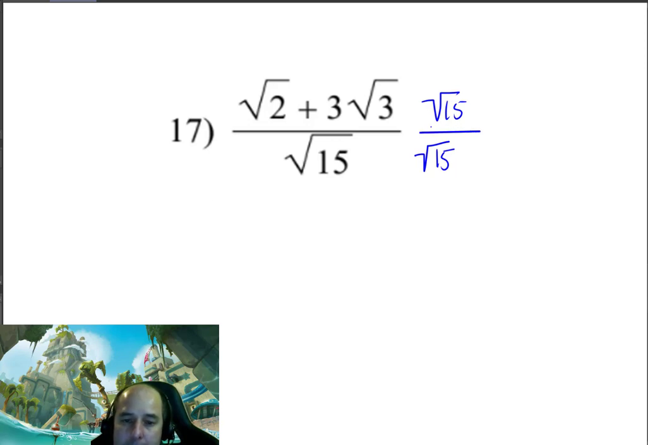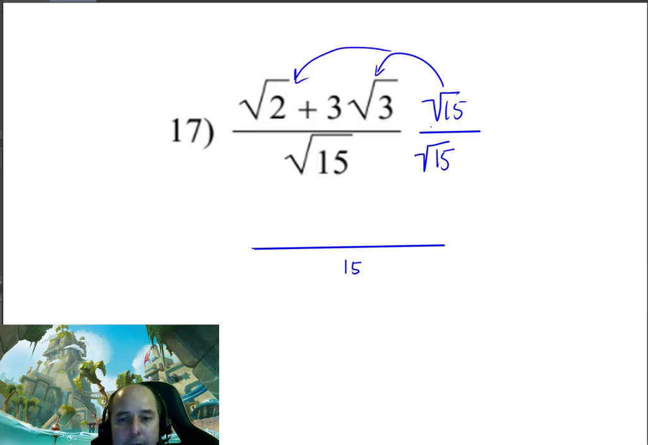All right. So this square root of 15 times square root of 15 on the bottom cancels out. I get 15. These I've got to distribute in this square root of 15 though, right? So that ends up with the square root of 2 times the square root of 15, right? Plus 3 times the square root of 3 times the square root of 15.